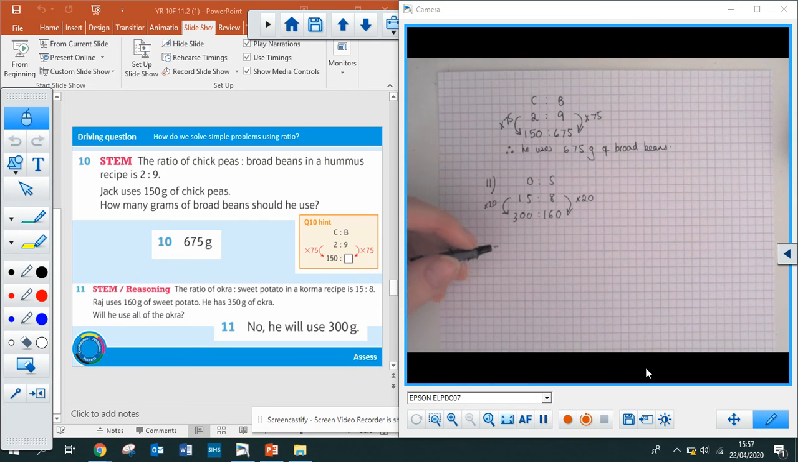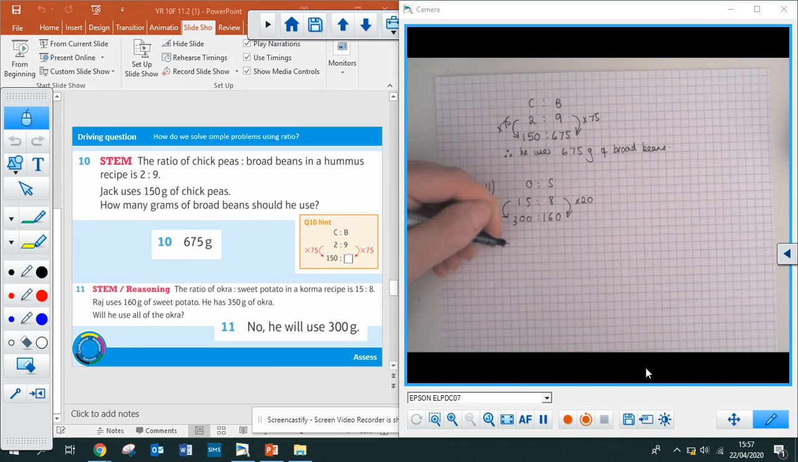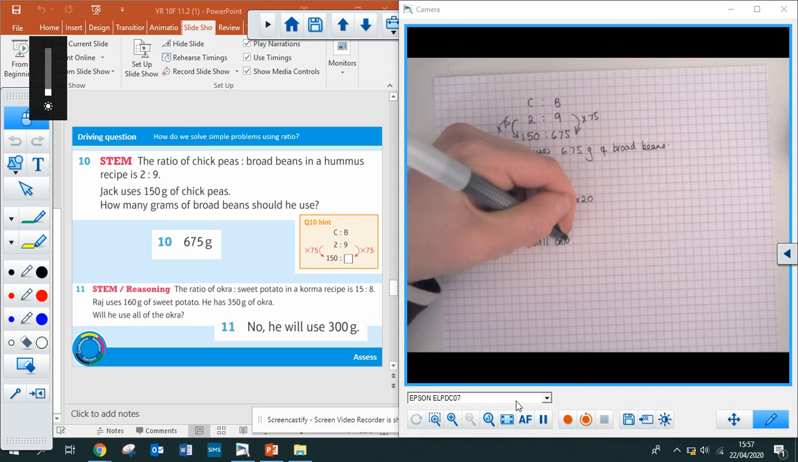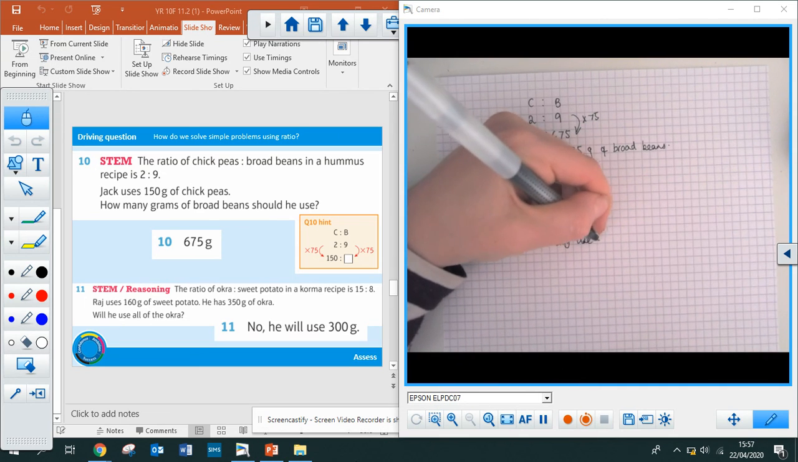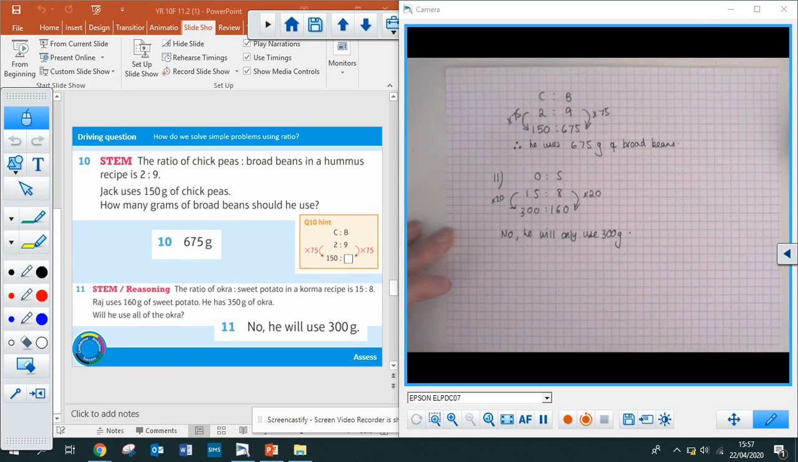Okay? So the question said, will he use all of the okra? He had 350 grams. No. He will only use 300 grams.